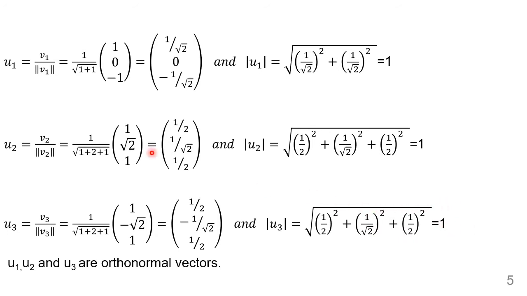Therefore we can say that U1, U2, U3 are orthonormal vectors. All these three vectors are orthogonal to each other, because we have proved that V1, V2, V3 are orthogonal to each other. Both the conditions for orthonormality are satisfied, so we can say that U1, U2, U3 are orthonormal vectors.